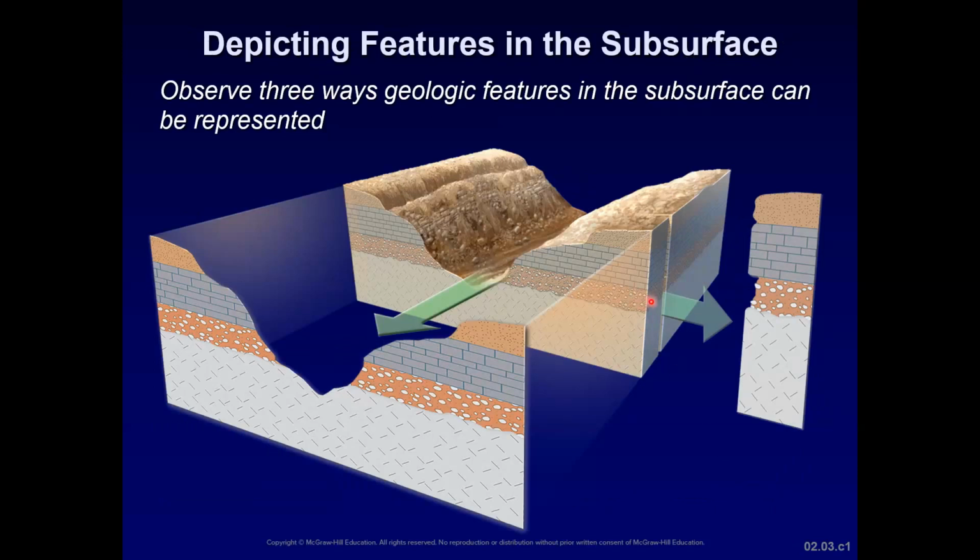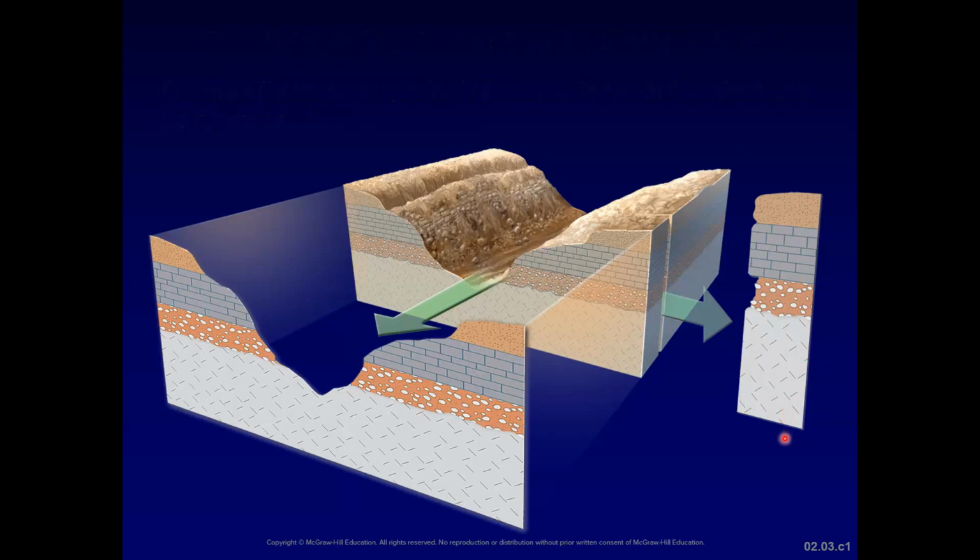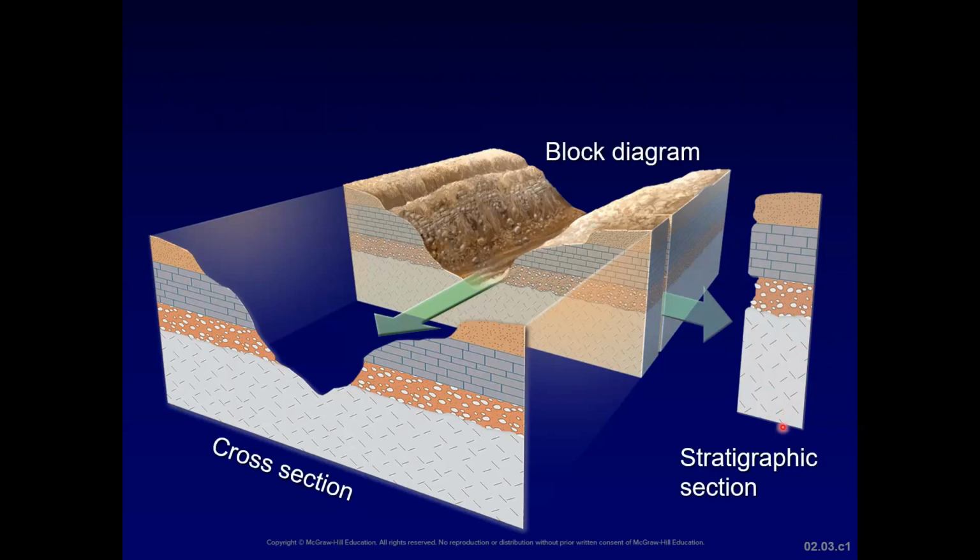We use cross sections and block diagrams to depict features in the subsurface. A block diagram is a 3D depiction. A geologic cross section, it's only a slice through the subsurface without showing the surface of an area. And then a stratigraphic section, it's a sort of idealized summary of geologic layers. That's what this is. So block diagram, cross section, stratigraphic section.